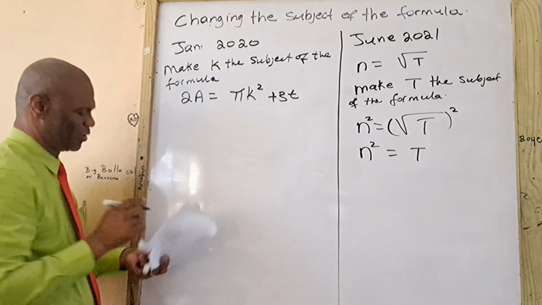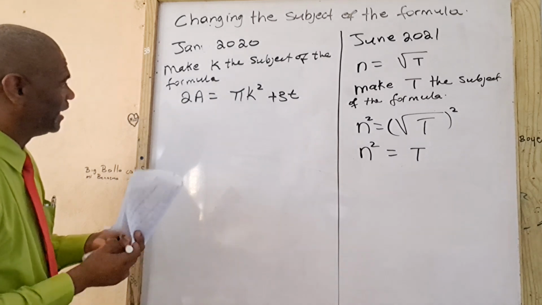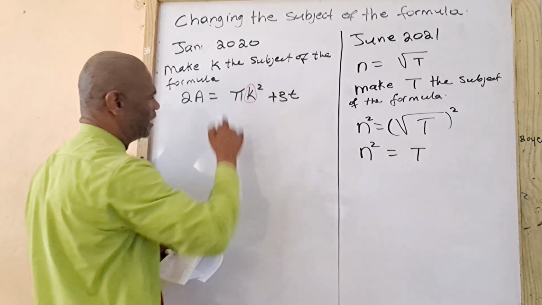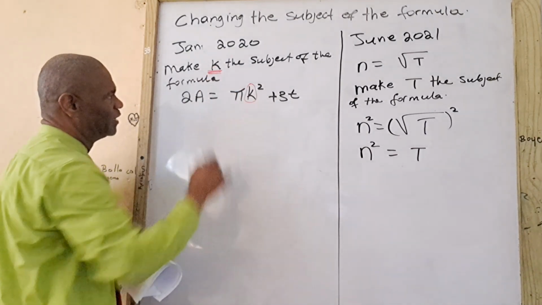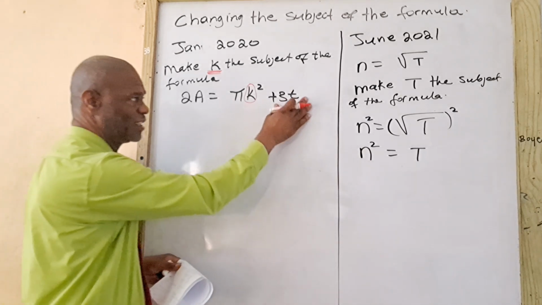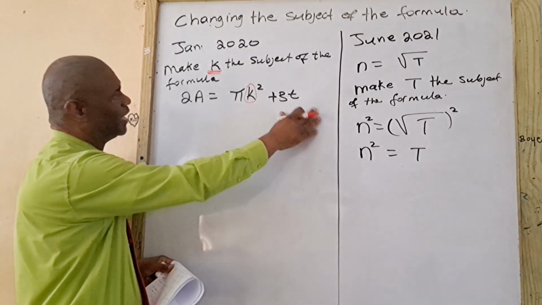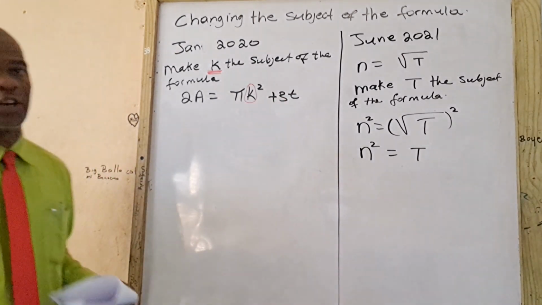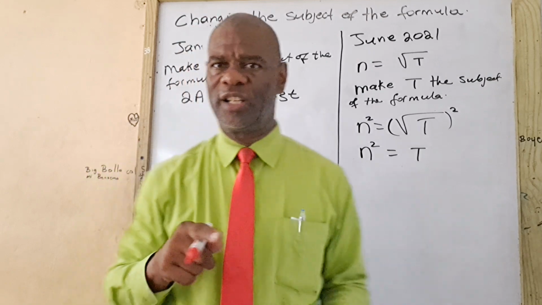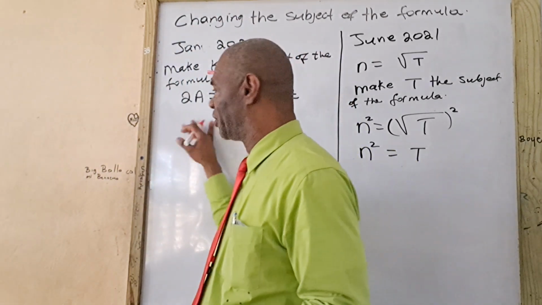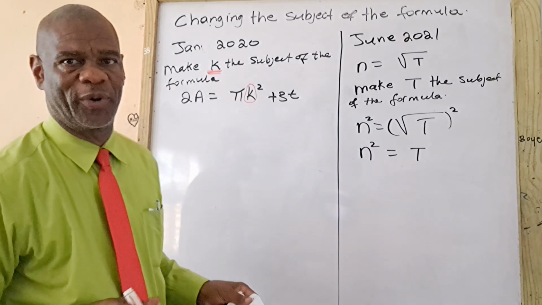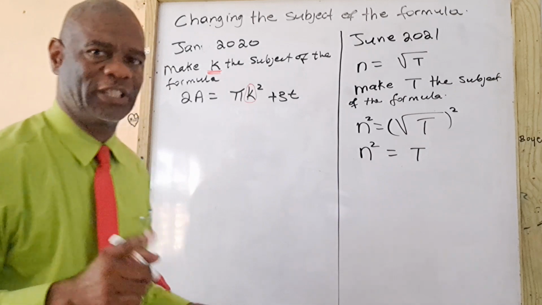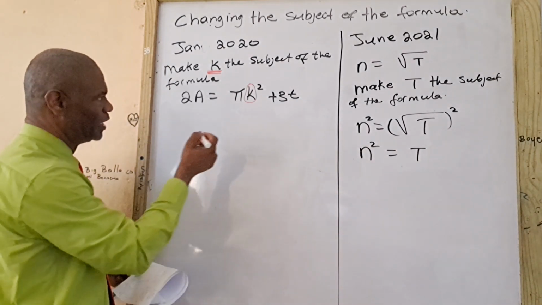So we want to make k the subject. We must first get rid of this 3t, then we must get rid of pi. So let's first get rid of 3t. Remember we said when you are working with equations, we first undo our addition and our subtraction before we do our division and our multiplication. So let's go do that.